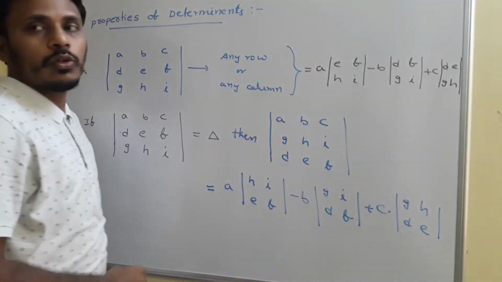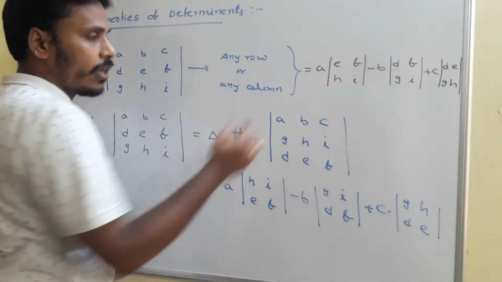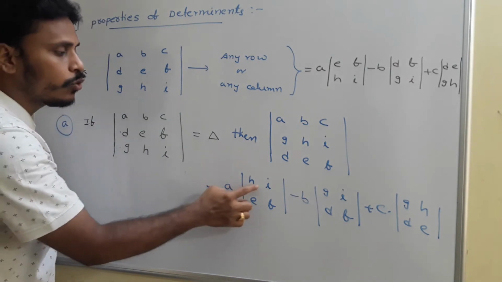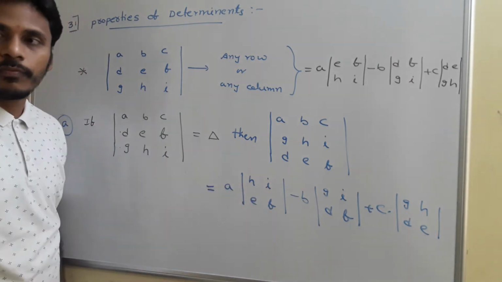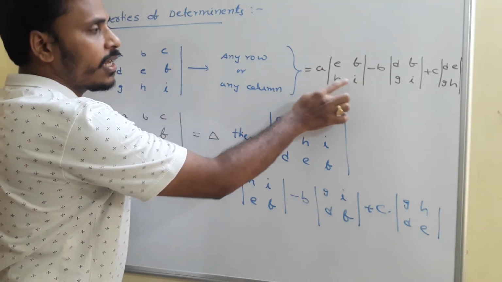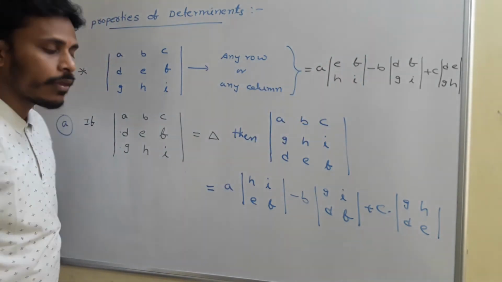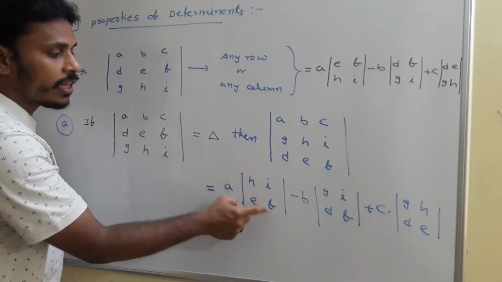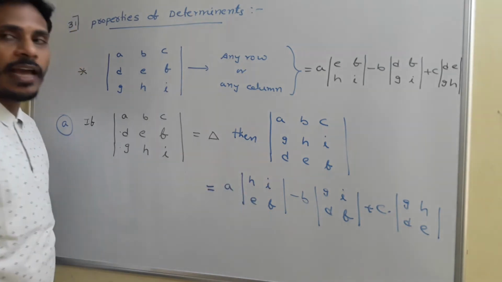Now compare these two values. Here A into E, F, H, I, whereas here A into H, I, E, F. So if you find this 2 by 2 determinant, it is E, I minus H, F, but here it is H, F minus E, I.